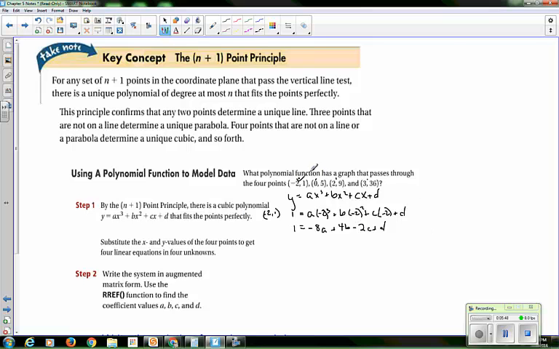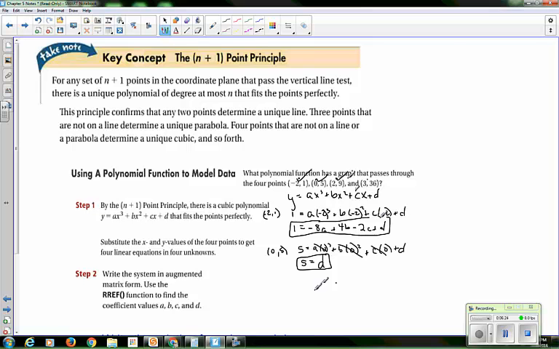Now I'm going to do it for (0, 5). Anywhere there is a y, I'm going to put 5, and everywhere there's an x, I'm going to put a 0. When I do this, thankfully, all these are zeros. Anything times 0 is 0, and I get d is equal to 5. Yay! So 2 down, 2 to go.